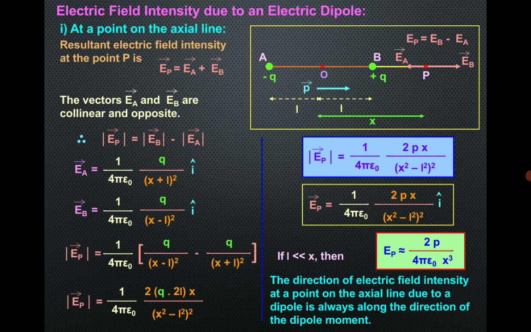Our next topic will be the electric field intensity due to a dipole on its equatorial line, but that will continue in the next video lecture. So you are supposed to revise this derivation and the previous concepts that we have studied in this video lecture. We'll interact again in the next video lecture.